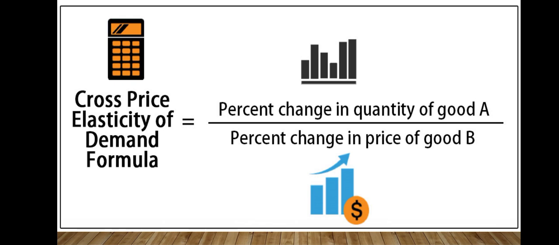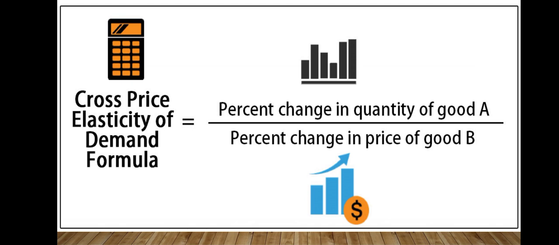Third category, we have cross price elasticity of demand. Cross elasticity means when one commodity is related to another commodity. So we are taking here two commodities, commodity A and commodity B. It is the percentage change in quantity of commodity A due to percentage change in price of commodity B. We can take here two types of goods, substitute and complementary. Both will be valid for cross elasticity.